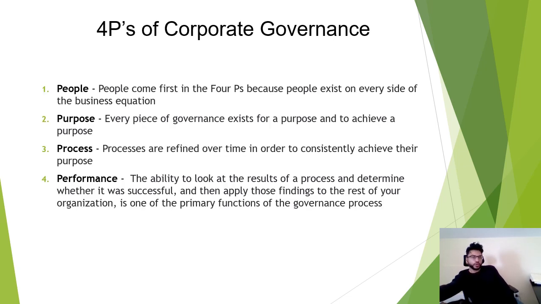The 4 P's of corporate governance: people, purpose, process, and performance. So obviously people come first because no company can run without people, right? Purpose: every piece of governance exists for a purpose and to achieve a purpose. Processes are refined over time in order to consistently achieve their purpose, right?